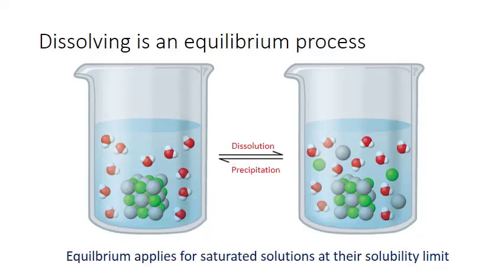Dissolving is an equilibrium process. When an ionic substance dissolves to its saturation limit, then it's in equilibrium with the reverse process, which is precipitation. So every time a set of ions breaks free from the surface of the solid, a set recombines in the solid crystal. And you have to be at the solubility limit for equilibrium to apply. If you have an unsaturated solution, you don't have an equilibrium situation. It's only when you have a saturated solution that you're considered in equilibrium between dissolving and precipitation.